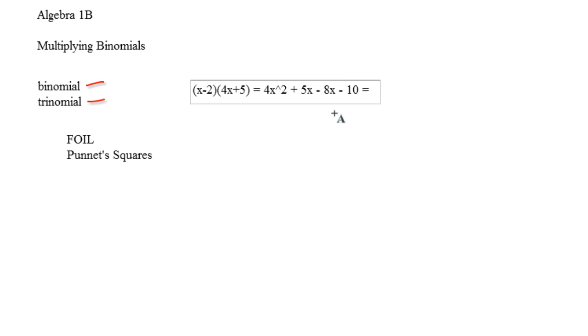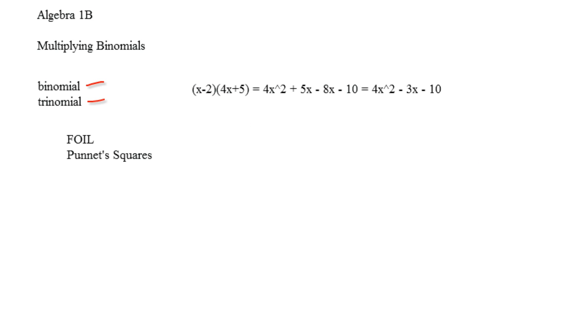Okay, and then what you would do is you would combine the two middle terms. If you follow FOIL, the two middle terms are going to be the ones that you add up. So I get 4x squared minus 3x minus 10. Okay, and voila, I'm done with it.